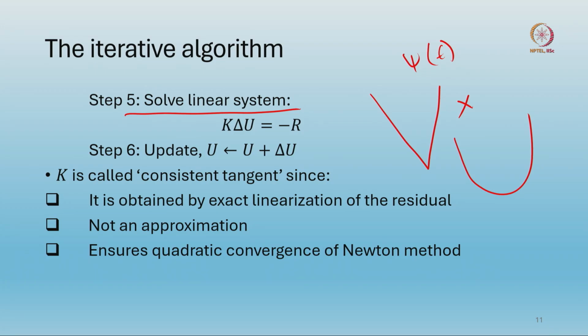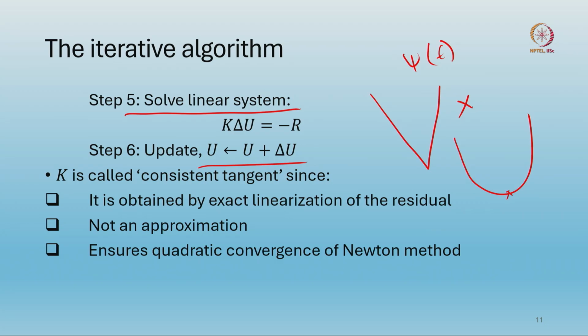Even at the unique point where the minimization actually happens, the curvature is the highest. So nowhere can it really go to strictly 0. So K is invertible because the second derivative of psi with respect to epsilon is invertible. Therefore, we can uniquely solve for this delta U and update U as U plus delta U.